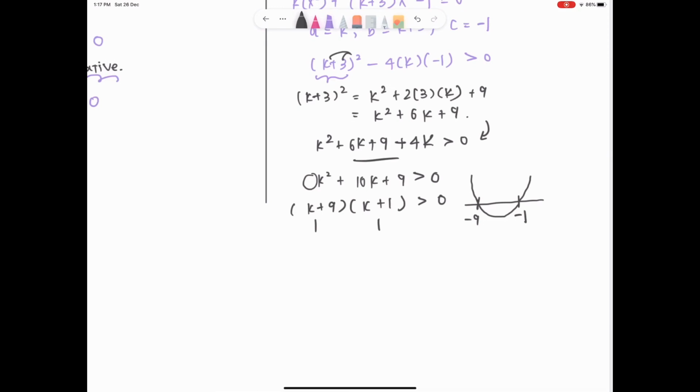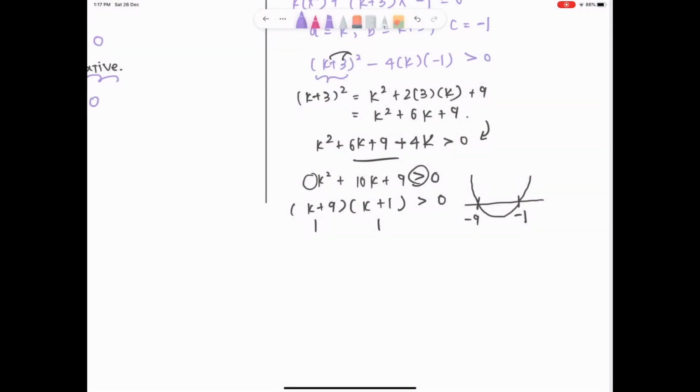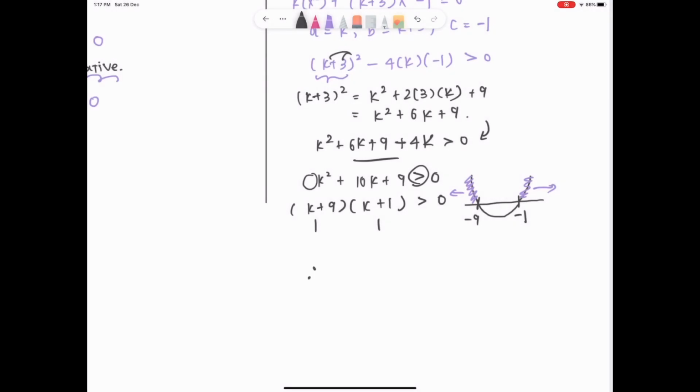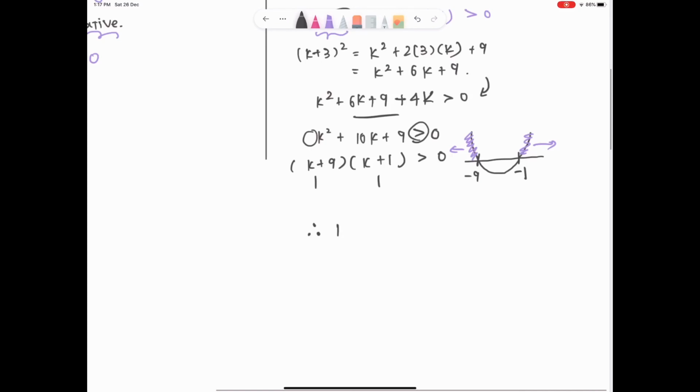Okay, and then now you have to look at the inequality sign. It says it's greater than 0, so you're going to take everything that's greater than 0 on the axis. So it's this part and this part. Therefore, when you write the final answer for these kinds of discriminant questions, you're going to have to write k is less than negative 9, and also k is greater than negative 1, and that would be your final answer.